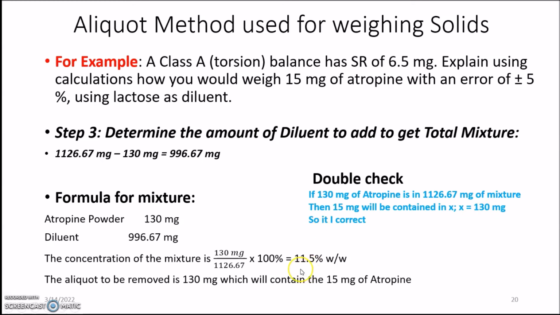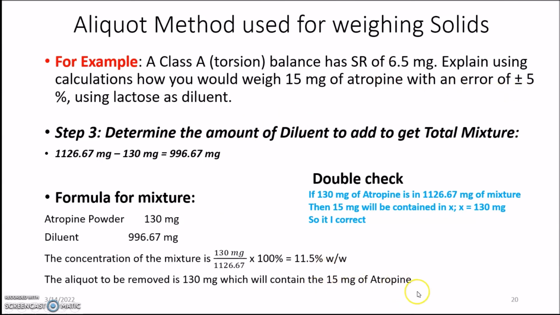So again, the percentage concentration is not far off from what we had calculated before, 11.5%. We have a mixture of 1126.6 milligrams. We should be able to weigh 15 milligrams by removing an aliquot of 130 milligrams, if we are going to be using this scale, with a sensitivity requirement of 6.5 milligrams and an error of plus or minus 5%. Now you might be saying, but Ms.